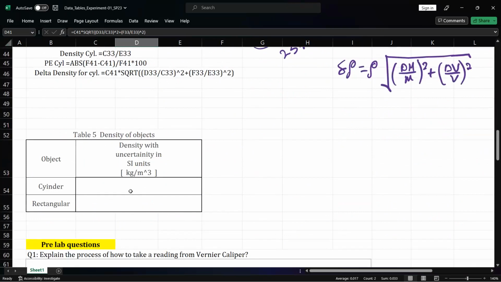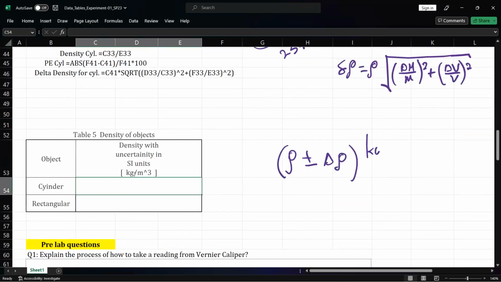Then the final one, we just need to write in standard format. Standard format always is: whatever we calculated, we write rho plus or minus the error we calculated, and the SI unit. SI is kilogram divided by meter cubed. Since we put kilogram per meter cubed here, we don't need to re-put it there. But I will add the units into the format, then it's actually much clearer. If you have the units here, then we don't need to re-put the units.